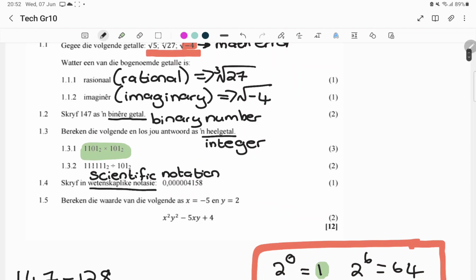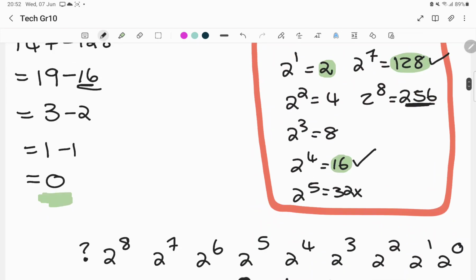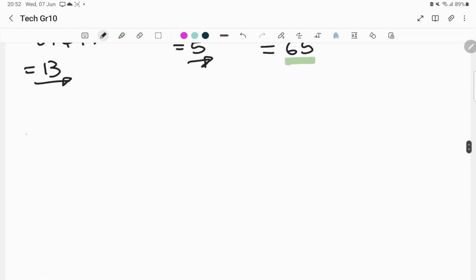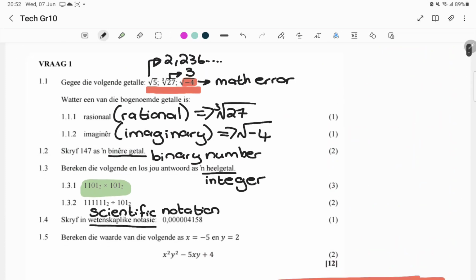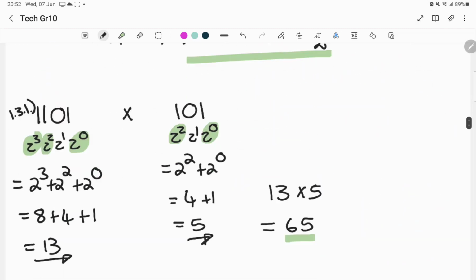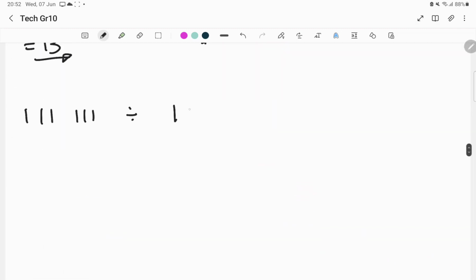Okay, let's quickly have a look at question 1.3.2. So exactly the same thing. So I have 1, 1, 1, 1, 1, 1, divided by 101. Alright, so now once again we're going to do the same.